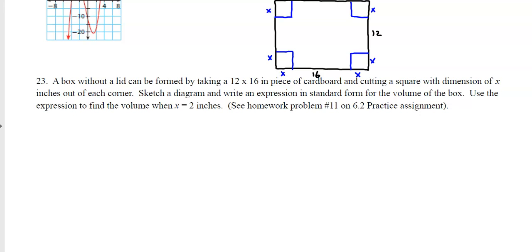And we should be able to have something like this. And the part that we fold up, this is going to be x tall, because that's what I'm folding up there, is the x. But now my width and my length changed, because it was 12, but I need to take away this x, and I need to take away that x.